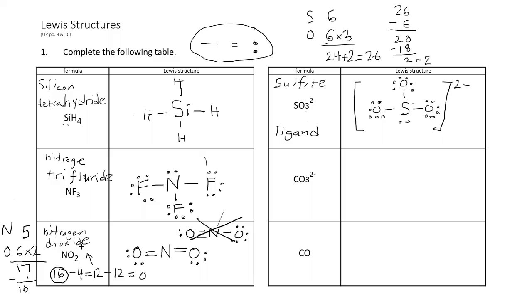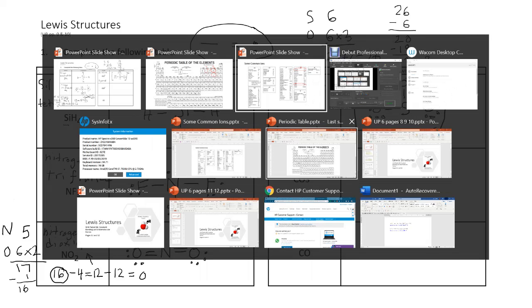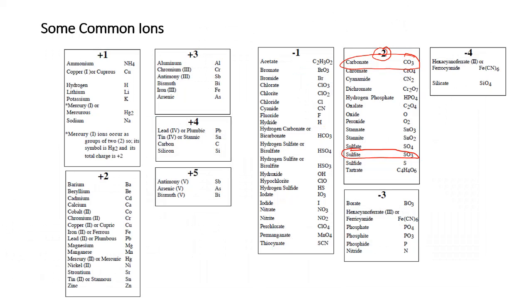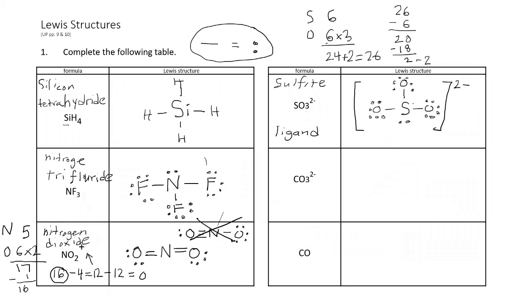Okay, what about the next one? Carbon with 3 oxygens. What is this? So here it is up here. This one is called carbonate. Right, carbonate.